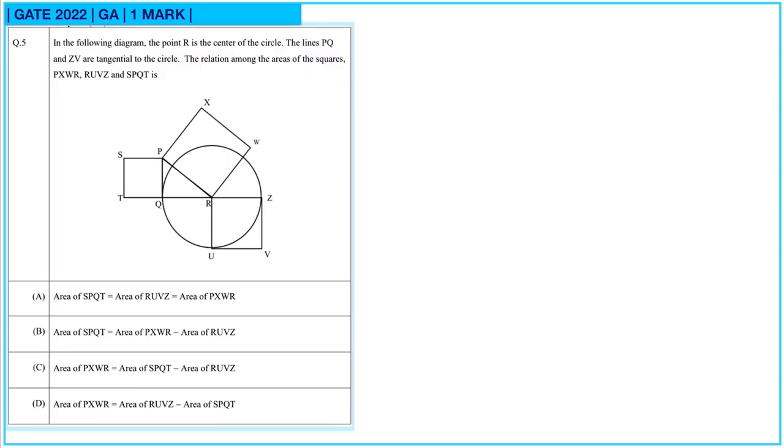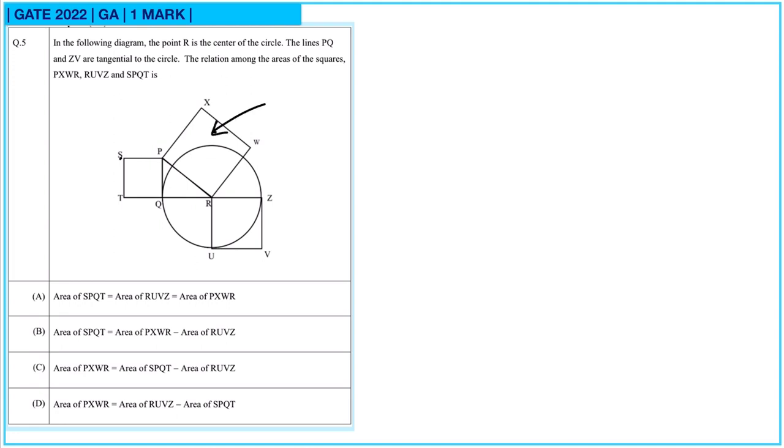Question 5. In the following diagram, the point R is the center of the circle. The lines PQ and ZV are tangential to the circle. The relation among the areas of the squares PXWR, so this part, RUVZ and SPQT is. So we want to find the relation between the areas of these three squares.